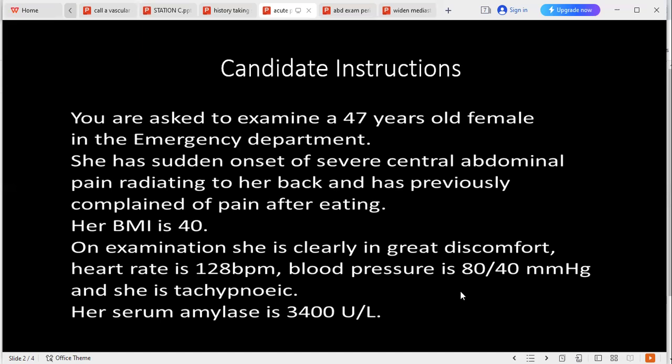If the sample is taken too early, within 6 hours, or if it's taken too late, after 48 hours. All right, good. Can you tell me which radiological investigation you will do first and why?